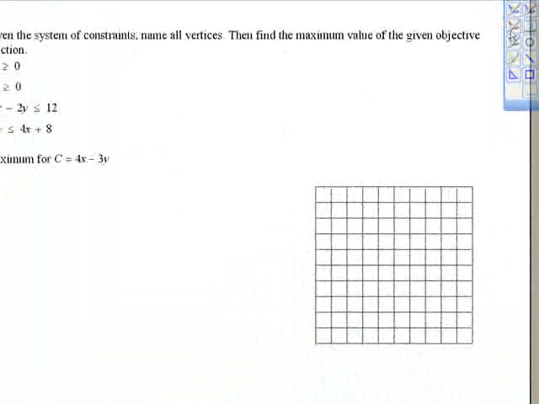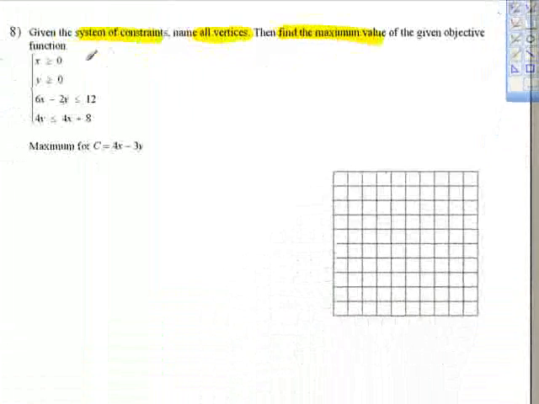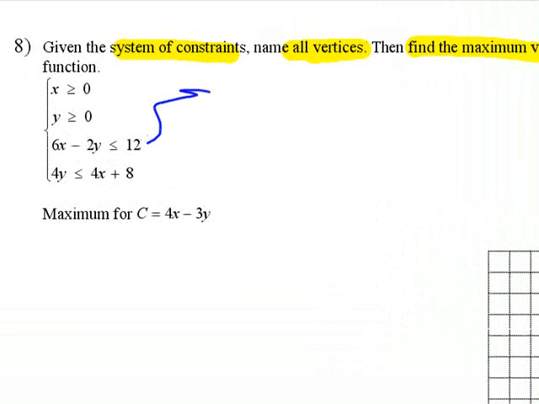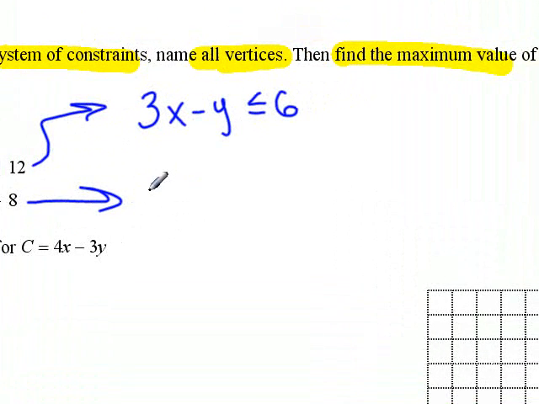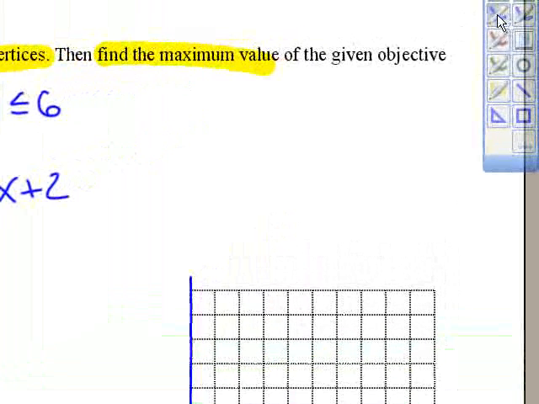We're supposed to take this system of constraints and name all the vertices and find the maximum value. So let's see, we're restricted to the first quadrant by these two constraints. I'm going to go ahead and divide a 2 out of everything here to make this smaller: 3x minus y is less than or equal to 6. And let's divide a 4 out of everything here to make this smaller: y is less than or equal to x plus 2. Since I'm restricted to the first quadrant by the first two constraints, let's just work in the first quadrant here.